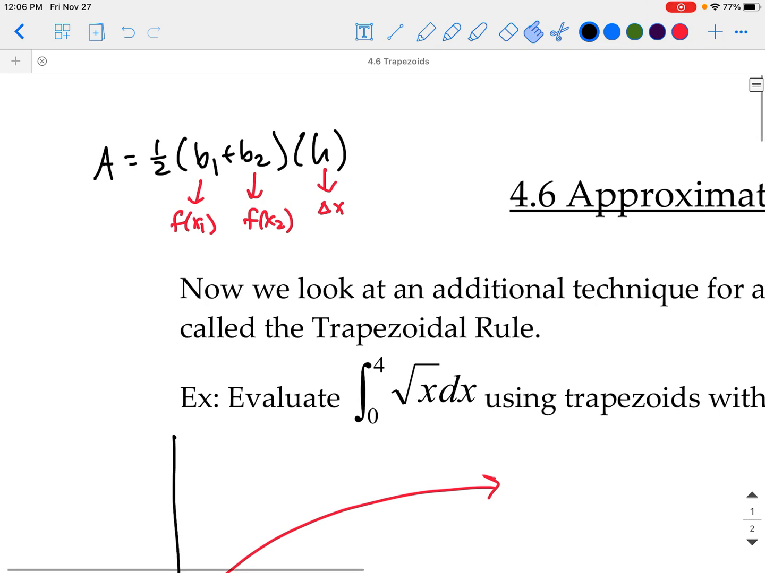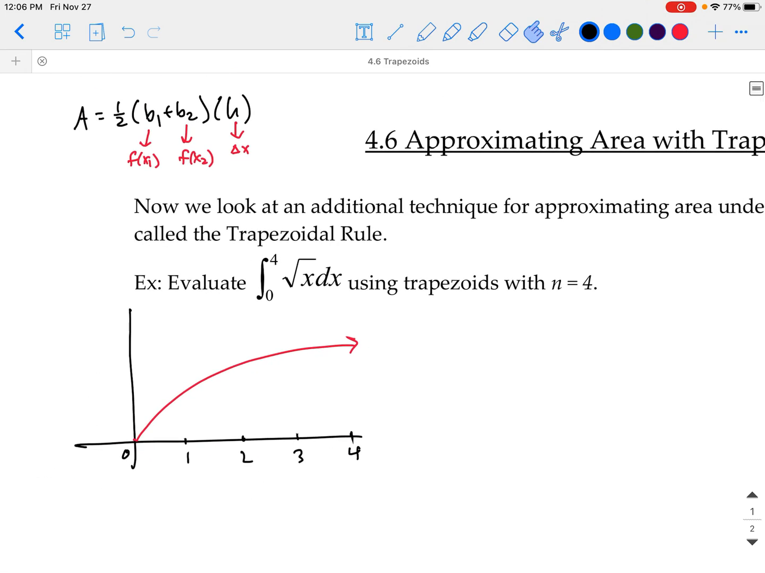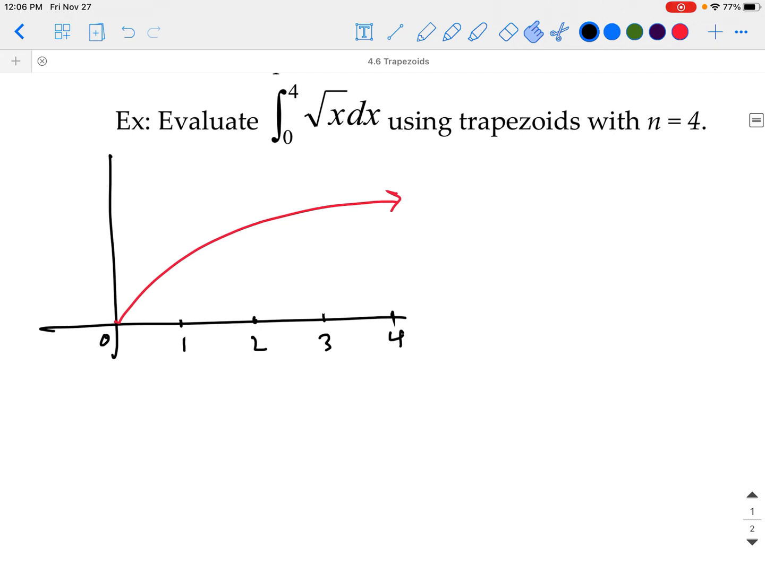So let's go ahead and go down and look at our first examples here. I've already pre-drawn the pictures a little bit. So we want to evaluate the integral from 0 to 4 of the square root of x dx using trapezoids with n equals 4. So we want to find the area under the curve approximated with trapezoids. So what I'm going to do for trapezoids is mark every subinterval point here. So we'll just note delta x is going to be (4 minus 0) over 4, since n is equal to 4. So delta x is just 1 unit in length. So we go from 0 to 1 to 2 to 3 to 4.